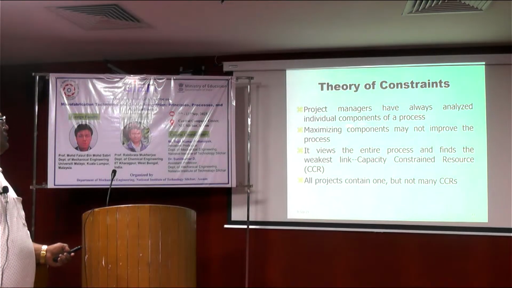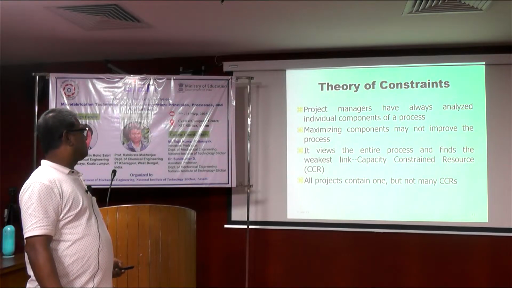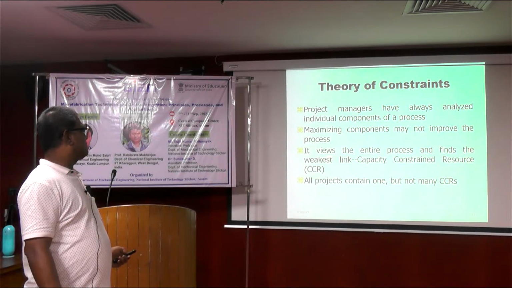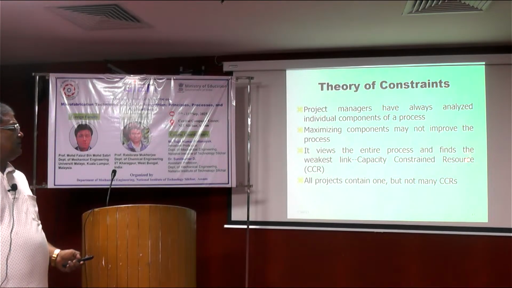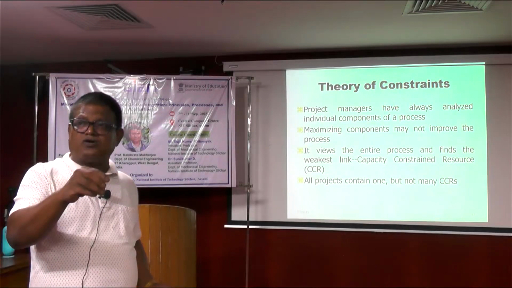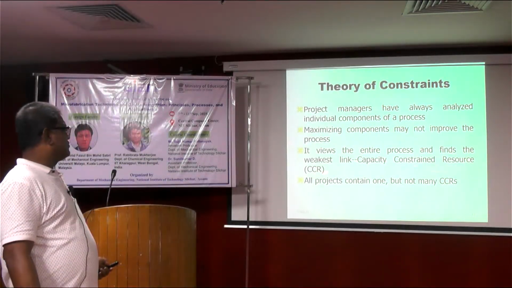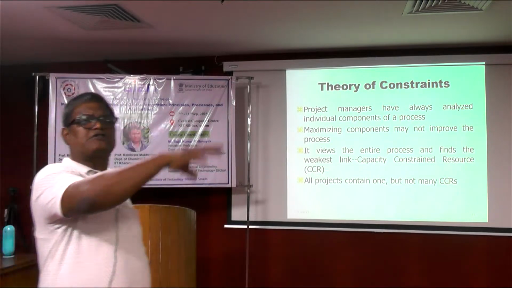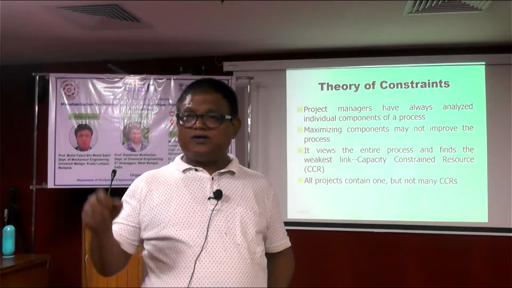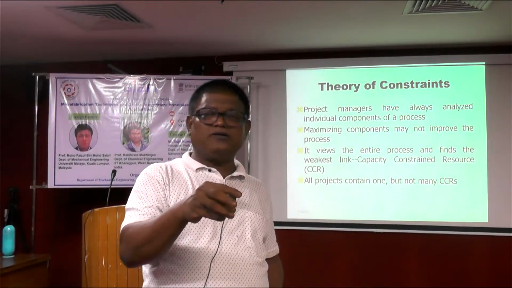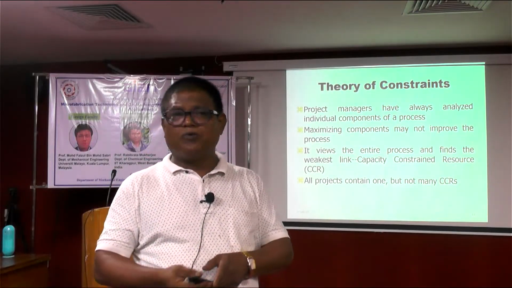Project managers have always analyzed individual components of a process. Maximizing components may not improve the process. In view of the entire process, find the weakest link, the capacity constraint resource. That means the constraint which occurs at which resource, that is machines, that is known as your capacity constraint resource. That means I have got 6 machines. For my product, all the 6 machines are required. But the load on which machine is the most, that is the constraint, because it is getting most load.